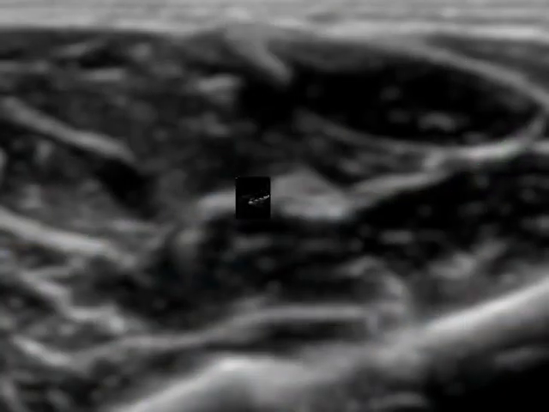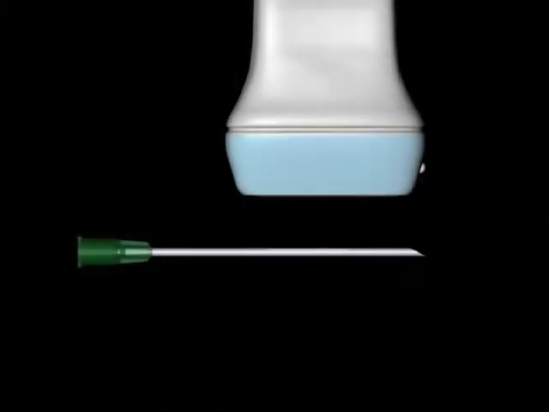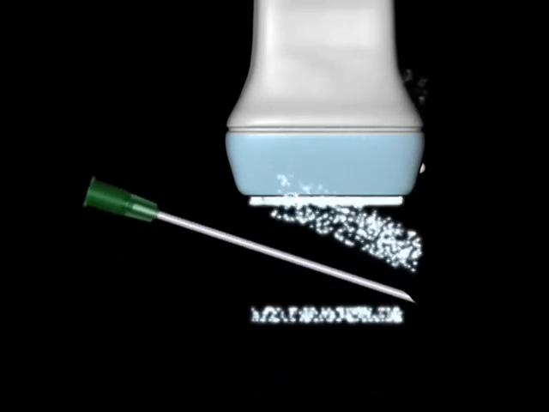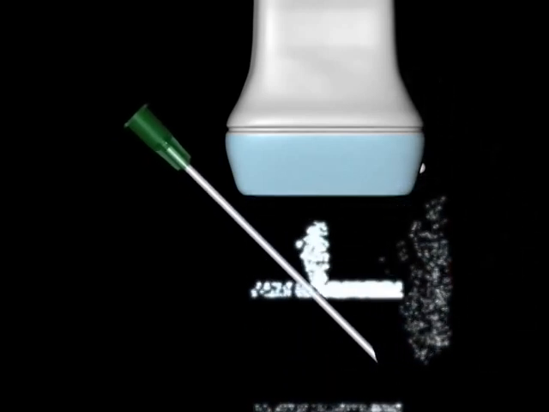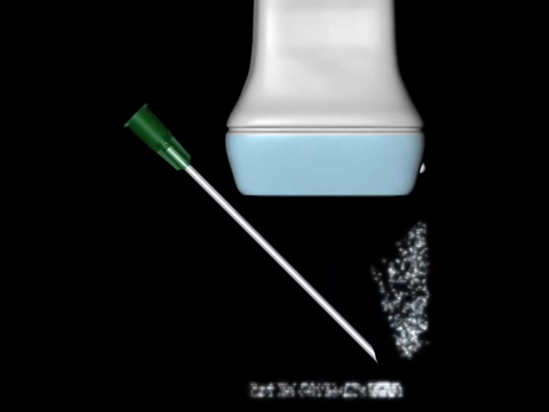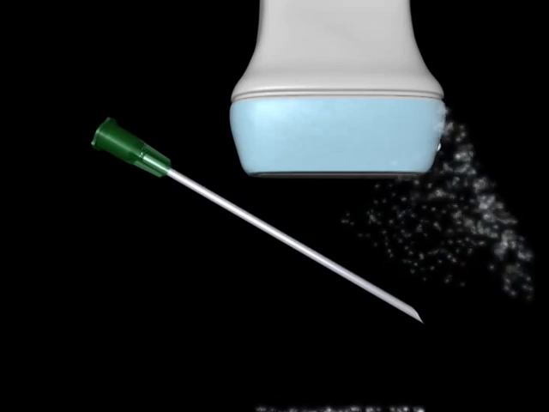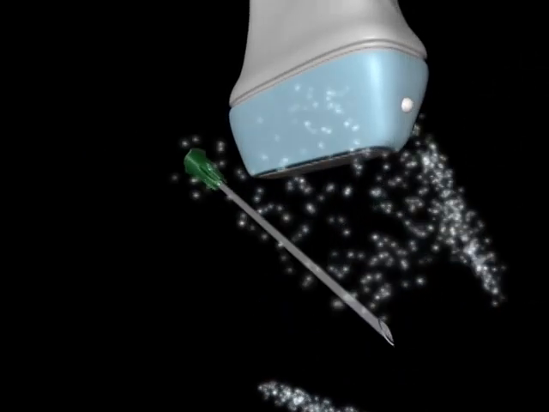Now let's move on to show some of the common challenges with visualizing the block needle sonographically. Block needles are specular reflectors, meaning they reflect sound back to the receiver over a narrow angle. As the angle between the transducer and needle increases, less sound is reflected back to the receiver, and the signal becomes weaker. We can also see that this is true for sound reflected off the sides of the needle shaft.